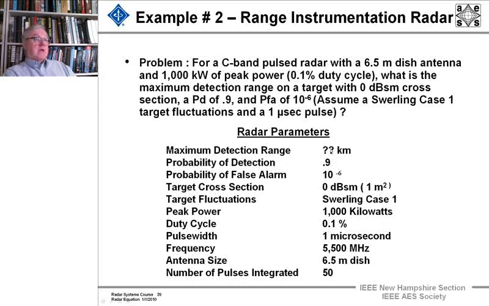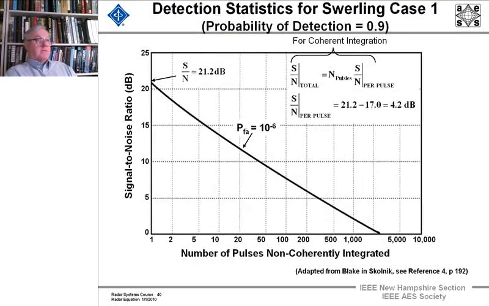So in this case, we want to calculate the range when we're given the probability of detection and the probability of false alarm and the type of fluctuations. Those will give us the signal-to-noise ratio from which we can back out and then calculate the appropriate detection range. We're going to be integrating 50 pulses non-coherently in this case. So now we look down and we want to get out the right signal-to-noise ratio per pulse.